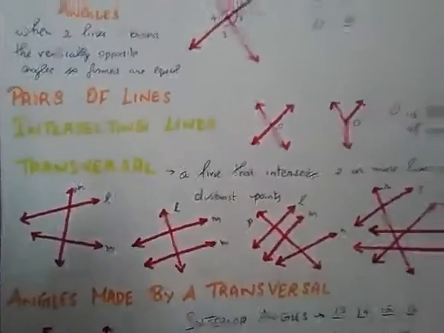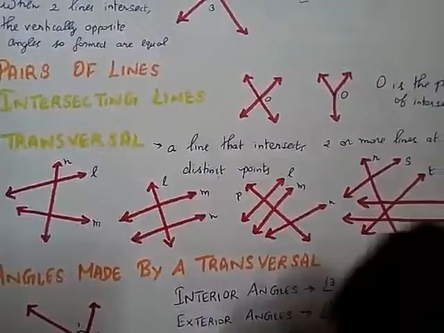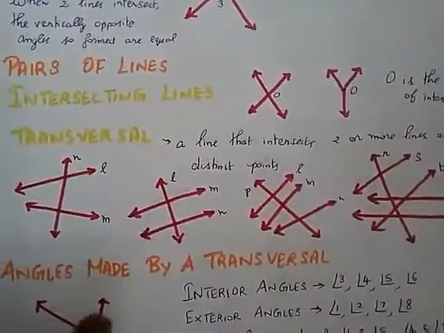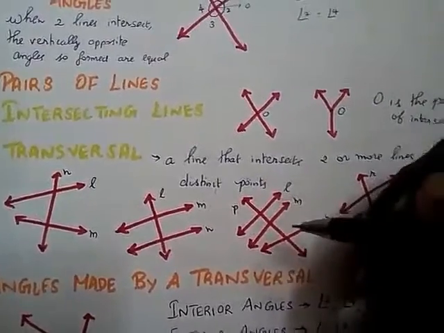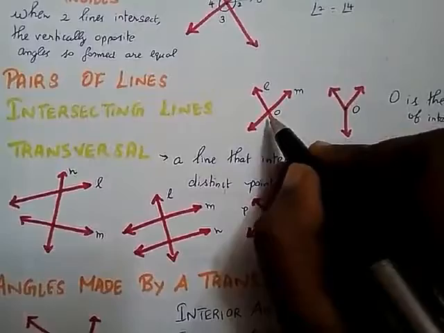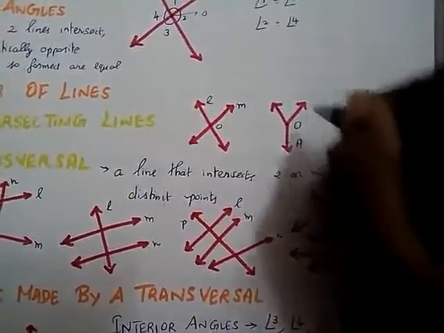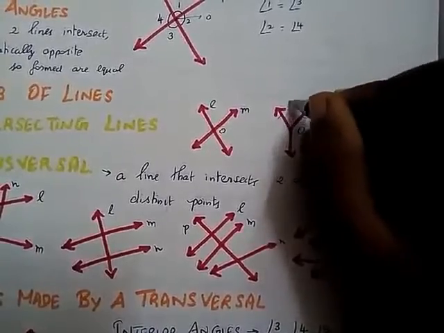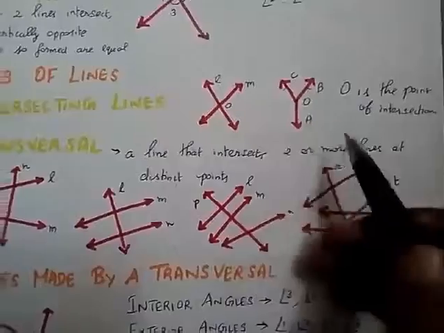The next term is pairs of lines. In this we are going to see about intersecting lines. As we have already seen in the earlier terms, intersecting lines are those which have a point of intersection. For example, here L and M intersect at point O, and so do rays OA, OB and OC. All these three intersect at O. That is a point of intersection.